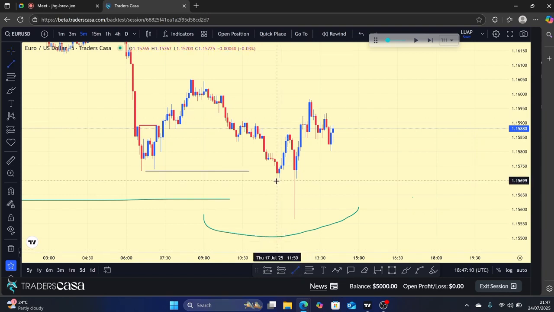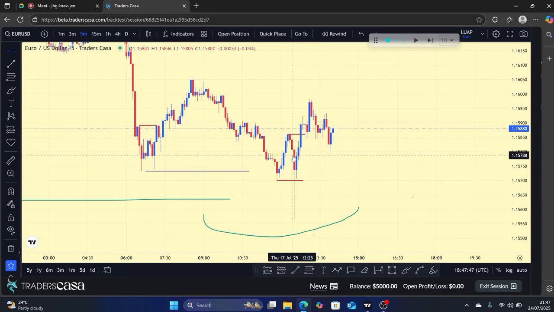Right here you can see that's a sweep, and this one here is not a valid pullback. So this means that this one here is our inducement, and in that case, the major inducement. We say that we usually need to use the major inducement, and the reason I prefer it is because it filters out the times where price is messy. So just use the major inducement.